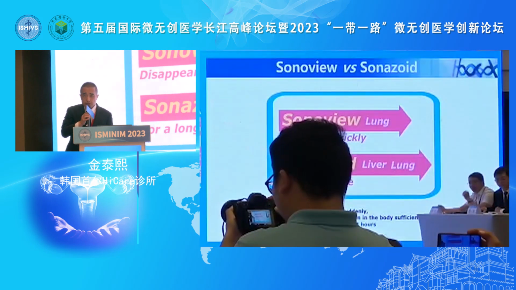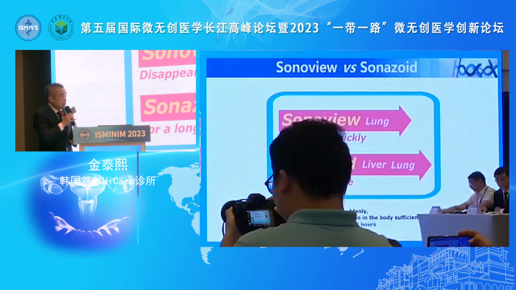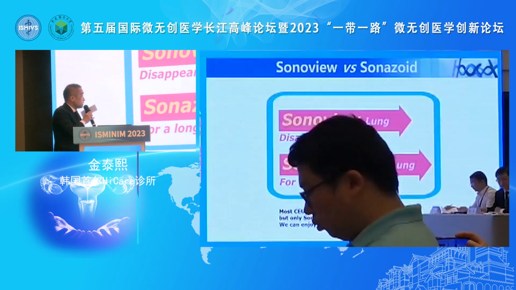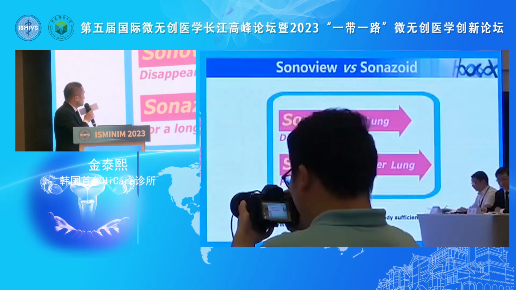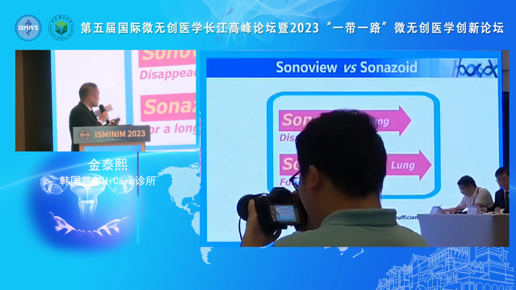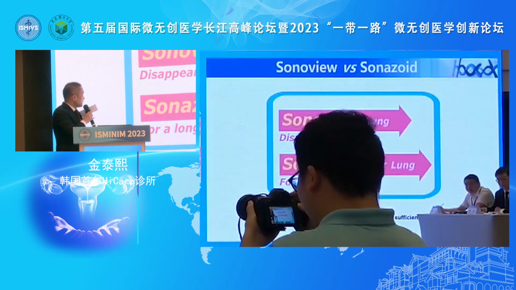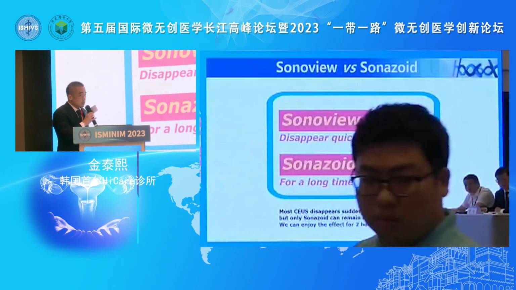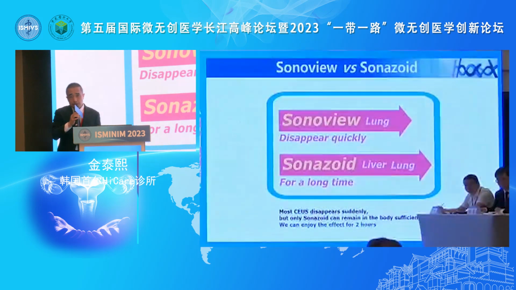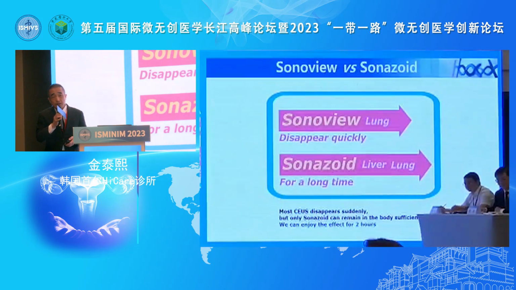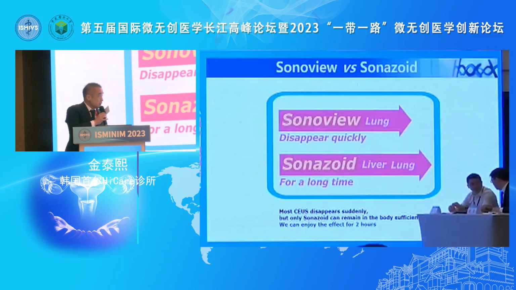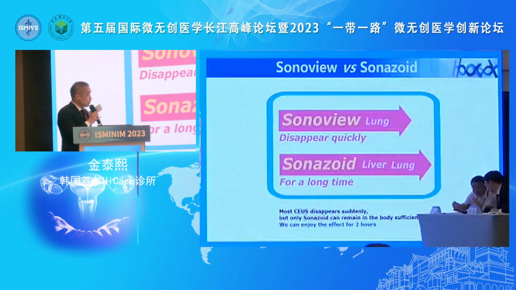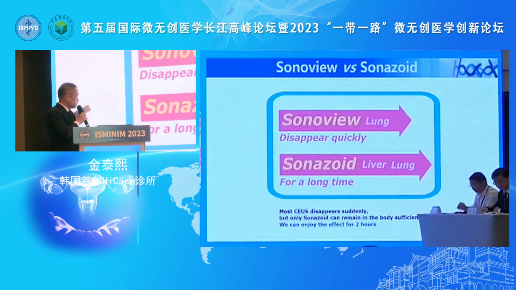But why Sonazoid? Why not Sonovue? We are familiar with Sonovue. Sonovue is a long-history drug. This Sonovue goes first to the lung and disappears quickly. But Sonazoid was invented for detecting hepatocellular carcinoma. So this Sonazoid first goes to the liver Kupffer cells and then the lung. So this remains in the body for a long time.